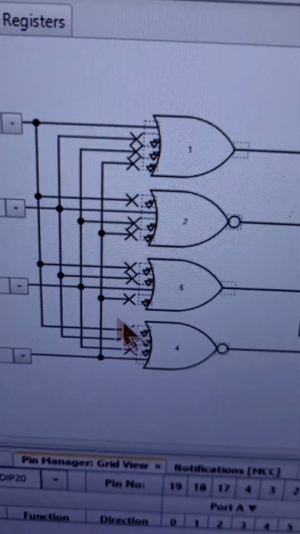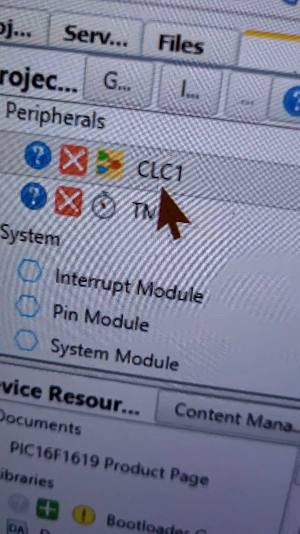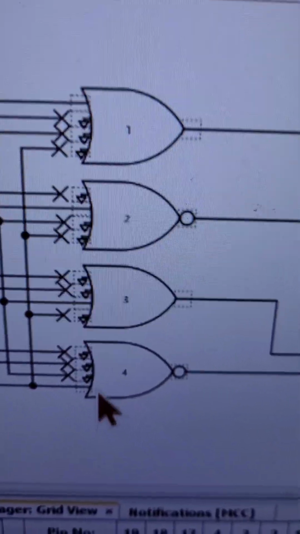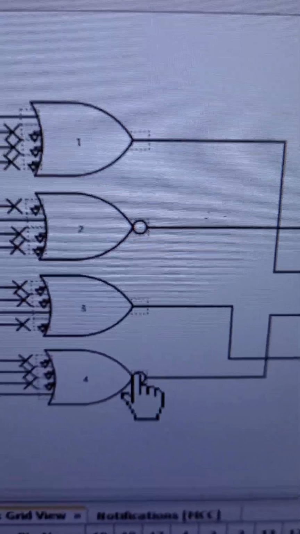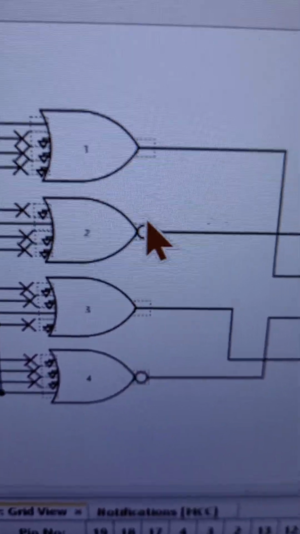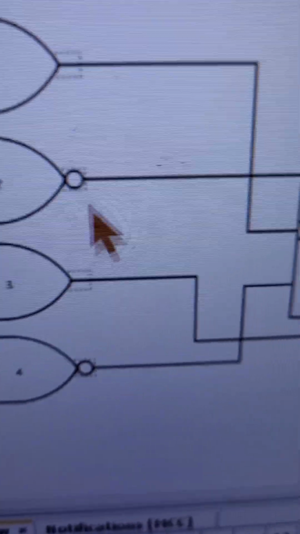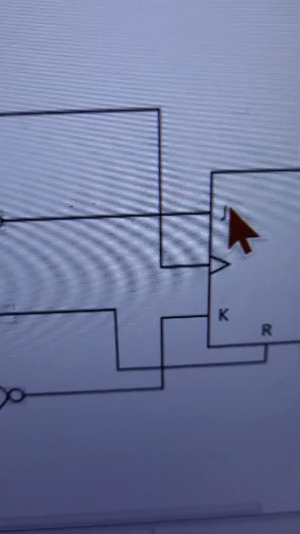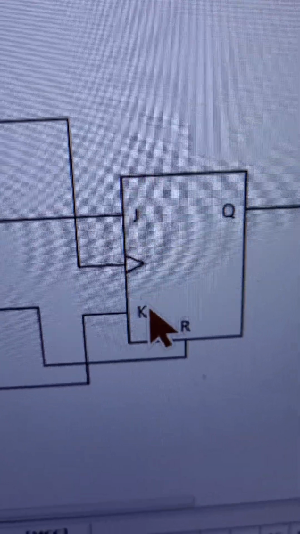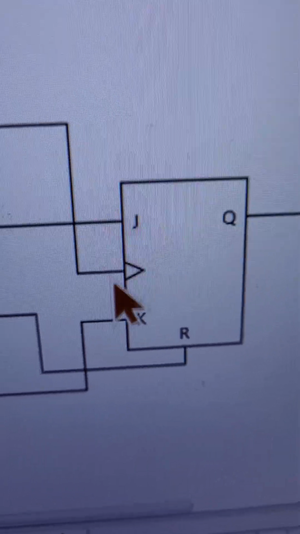It's similar to FPGAs, but this is called CLC, configurable logic cells. Since all the inputs here are low, the output should be low, but by clicking on it and inverting it, now we have high. Notice that gate 2 and gate 4 now have high logic, and those high logics go to J and K. What that means is J and K are now configured as input high.